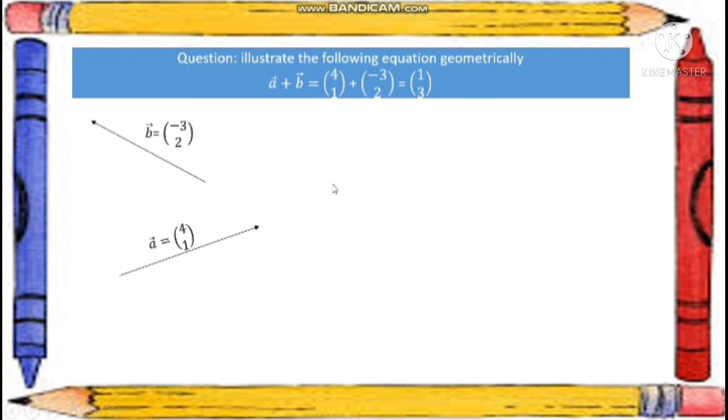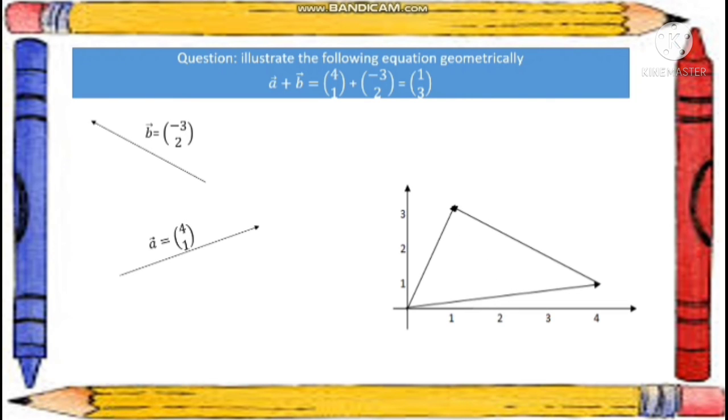So how do we find vector A plus vector B? Let's draw it geometrically. We draw vector A and vector B with no change in direction and length. The beginning of vector B is at the end of vector A, like this. This is vector A, and then this is vector B. The beginning of vector B is at the end of vector A. So vector A plus B is equal to vector A continued by vector B, like this. This is the geometric representation of this equation.